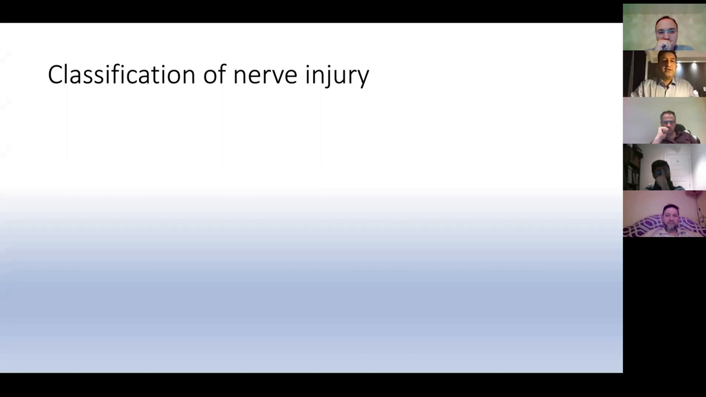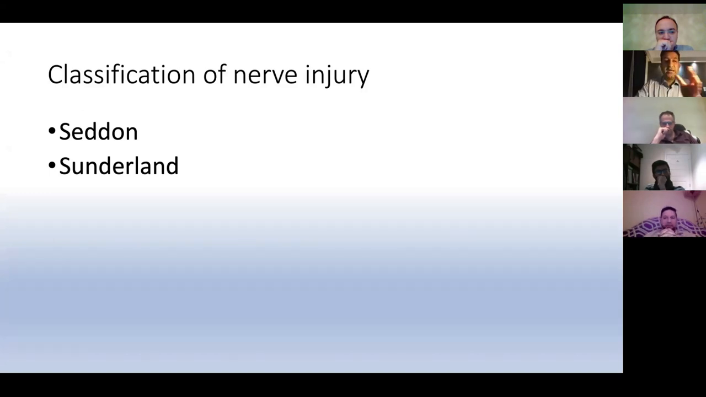Okay, Sunderland was a variation of this, which broke it into five main types. Okay, so we've mentioned Seddon. Sunderland broke it into 1 to 5, where 1 was again a neuropraxia, or a conduction block. 5 was a neurotmesis, and 2, 3, and 4 were different variations of axonotmesis, depending upon which neural covering had gone. Okay, so a 2 basically meant that the basal lamina had gone, but the perineurium was intact.